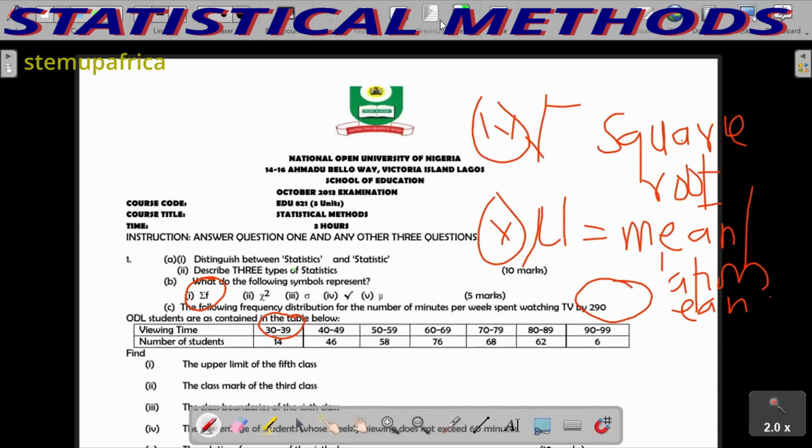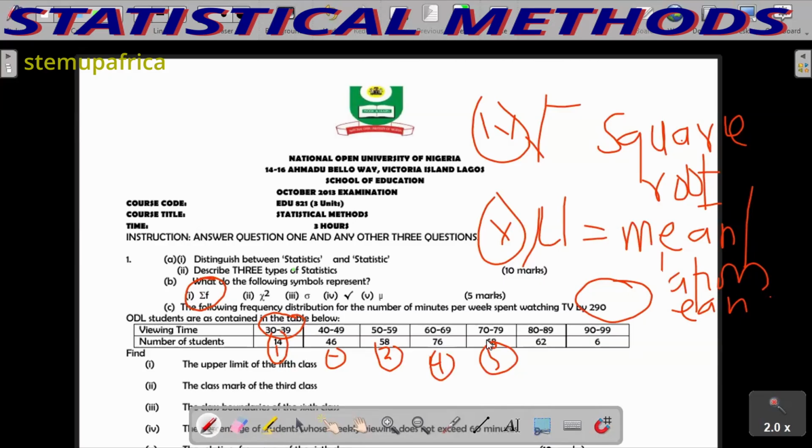of the fifth class. The upper class limit of the fifth class. What is the fifth class? You count. This is the first class, the second class, the third class, the fourth class, and the fifth class. So they are asking of the fifth class. Then, not only that, they are asking of the upper class limits.